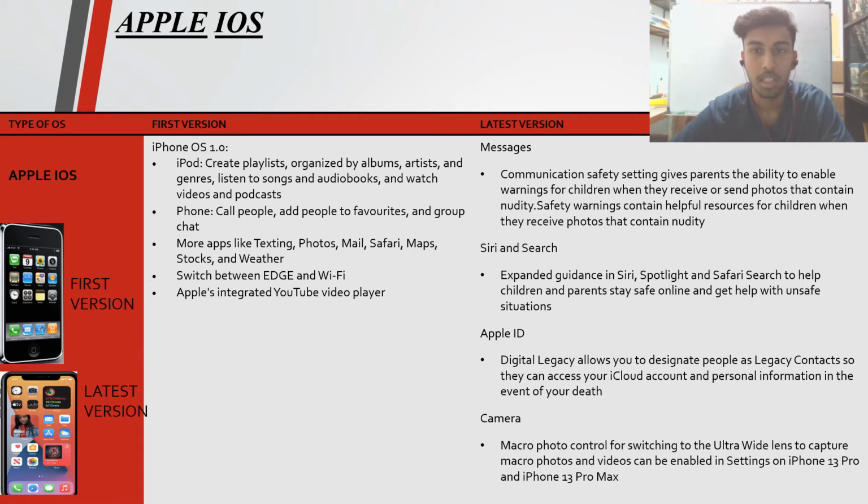Message. The communication safety setting gives parents the ability to enable warnings for children when they are receiving or sending photos that contain nudity. For the messages, they also have privacy. Why do they have privacy? Nowadays, children or people will send nudity photos to others. So the safety setting can take action when they send such photos to children or people.